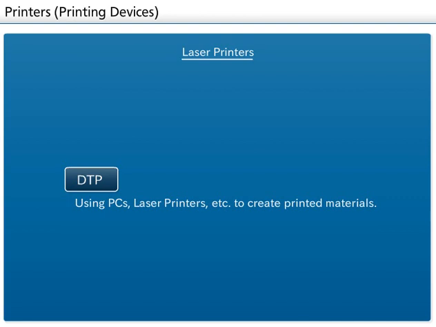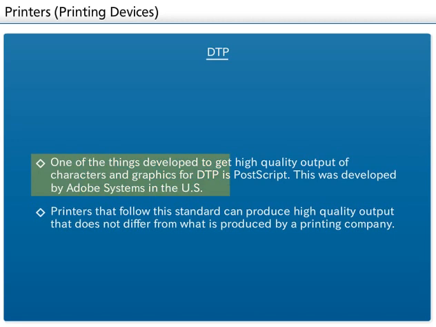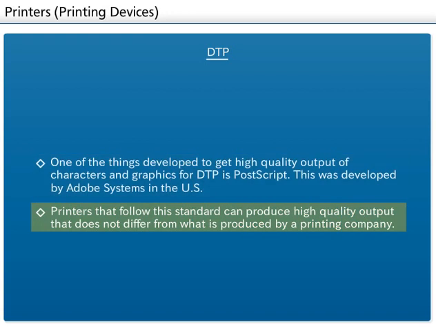Using PCs, laser printers, etc. to create printed materials is called DTP, desktop publishing. One of the things developed to get high-quality output of characters and graphics for DTP is PostScript. This was developed by Adobe Systems in the US. Printers that follow this standard can produce high-quality output that does not differ from what is produced by a printing company.